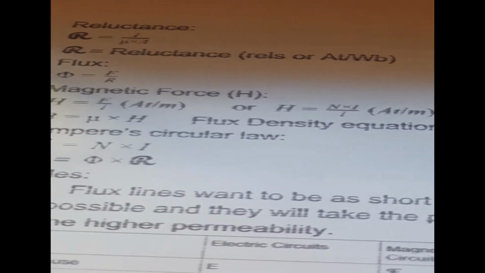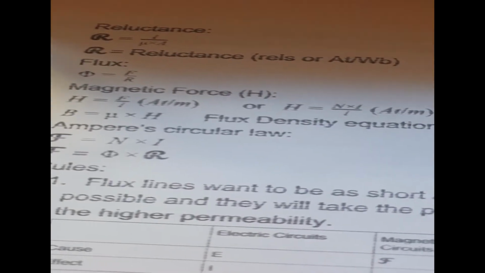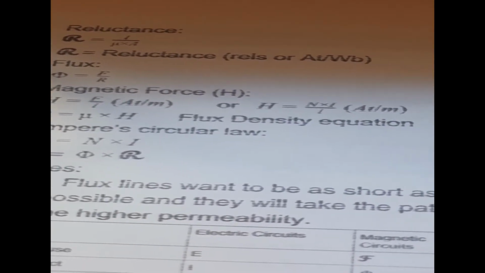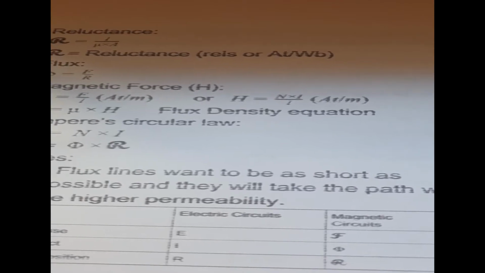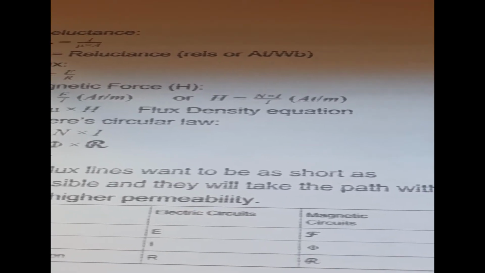For example, another way to calculate the magnetic force is to divide the MMF by the length. But usually we do not know the value of MMF, because we try to find out the current, what current is required to get our desired flux going through it, or our desired magnetic force.